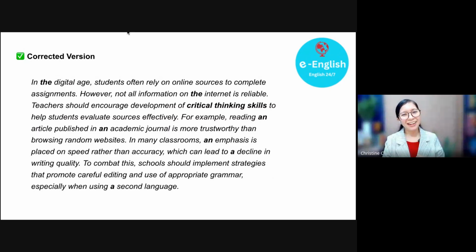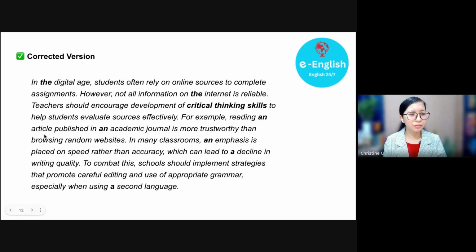A hack is that actually you can use other words such as pronouns, or you can also change it to plural if you're not sure and you can't decide on the spot. So I can say in this digital age, okay? But when talking about the use of articles, the correct article to use here is the definite article. Okay. And another example is here, reading an article.